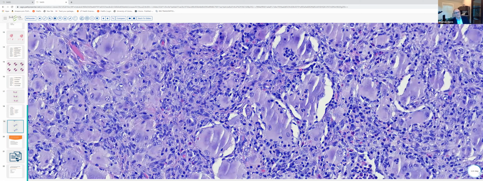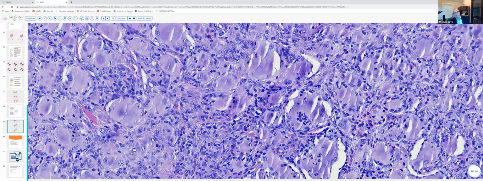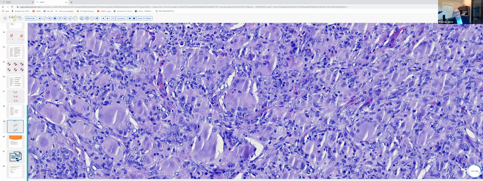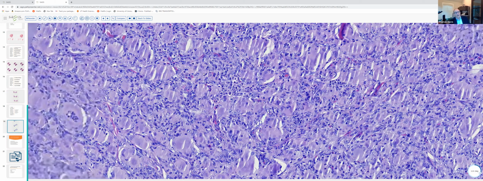They've got that kind of dusty rose or ground glass center, and then the more pale staining periphery. Some of these are present in lacunae or spaces. Some of the cells are multinucleated. And if you take a look, you can see there's a sprinkling of neutrophils and eosinophils present within the dermis. Now, notably absent here are a couple of things.